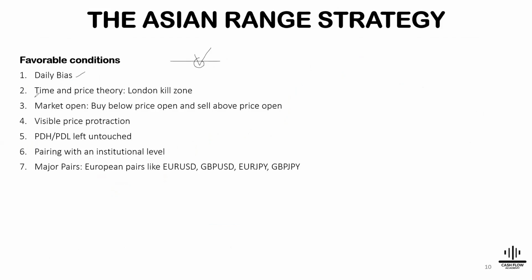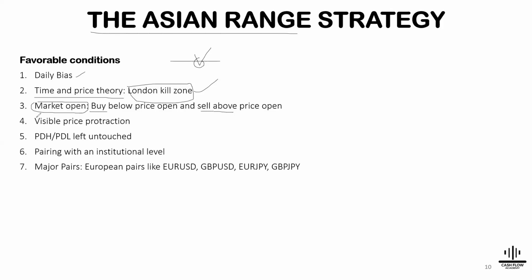Then the next is time and price theory. I always keep hammering this. You don't want to be taking your trade outside the ICT Q zones. The best Q zone you want to be using is the London Q zone, not the New York, not the Asian, not any other Q zone. You want to be using the London Q zone, as long as it has to do with the Asian range strategy. And then another thing, which I mentioned earlier, is the market open. You want to see price going below the market open if you are buying, and price going above the market open if you are selling.